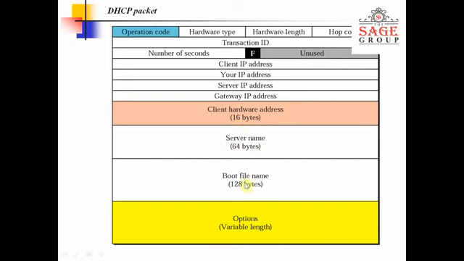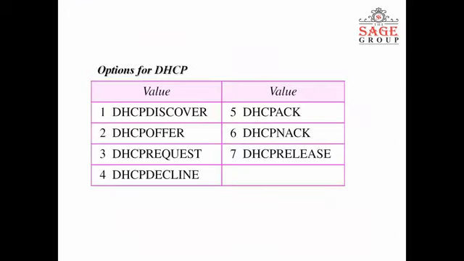Boot file name is an application for the server side. Its length is 128, and then the optional field. Suppose we have to send some message; with the help of the optional field, we can send that message. In future, we will read about the packet format with the help of operation codes. Now we will talk about the operation codes.